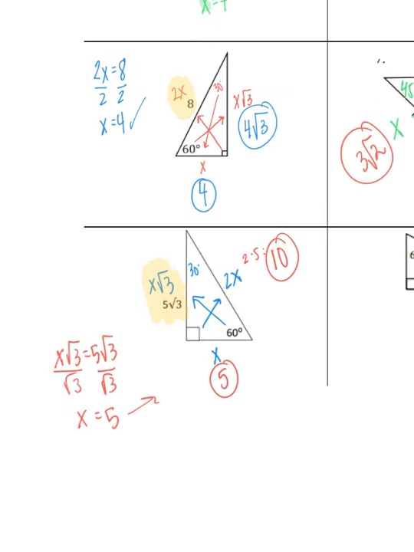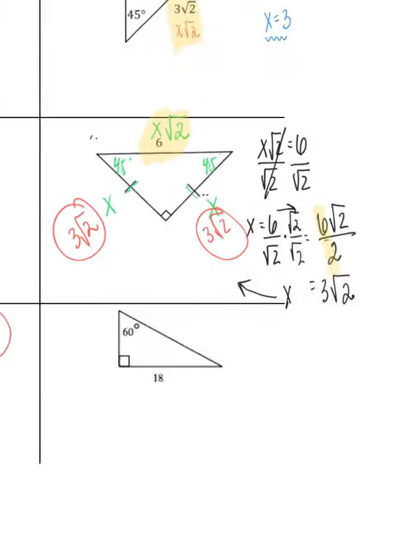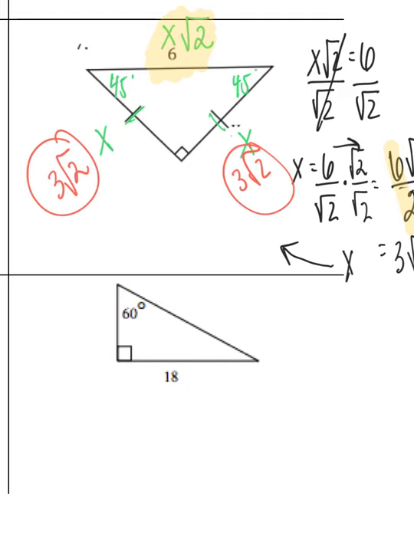Hopefully you've tried that problem on your own now. Check your answers. You should find that this short leg is equal to 5. The hypotenuse is equal to 10. I want you to try one more on your own, and that's this problem to the right. Pause the screen, try that on your own.